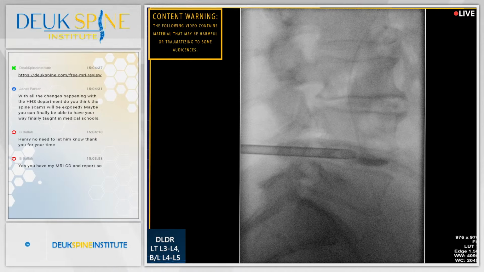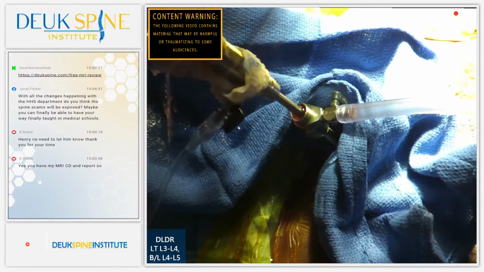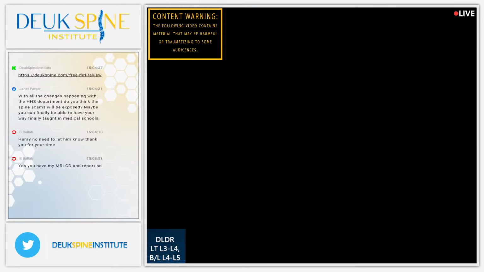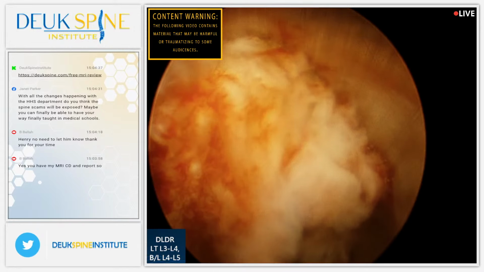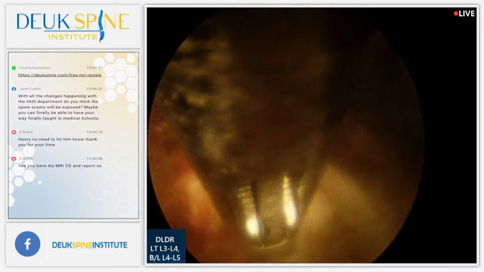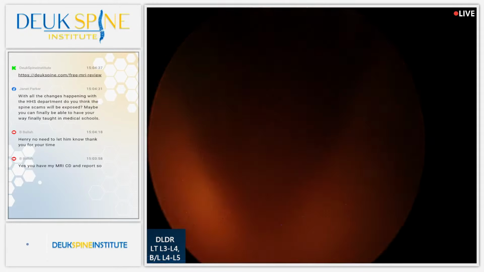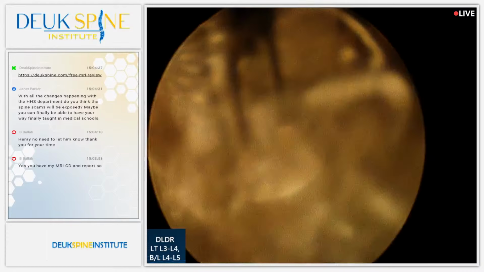It's a motor vehicle accident or a fall, something like that. All right, here we are again on the other side at L4-5. So we already fixed the opposite side, left, L4-5, L3-4. Now we're going to fix the right, L4-5.